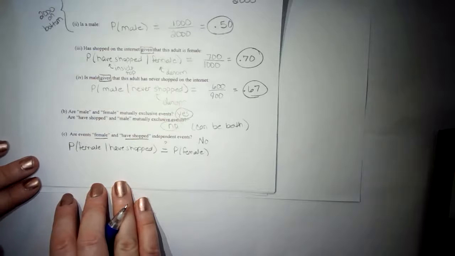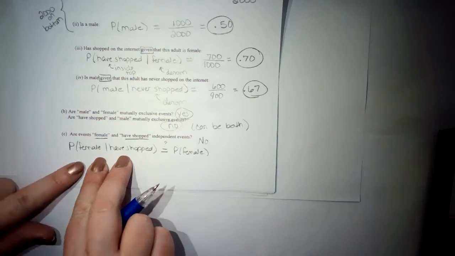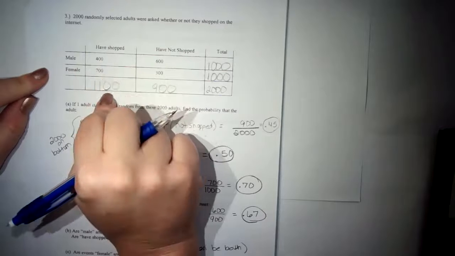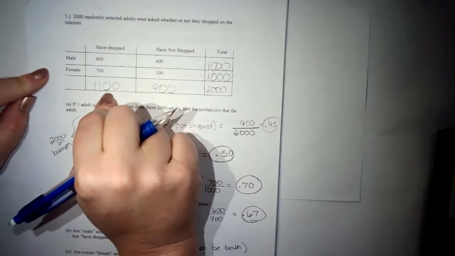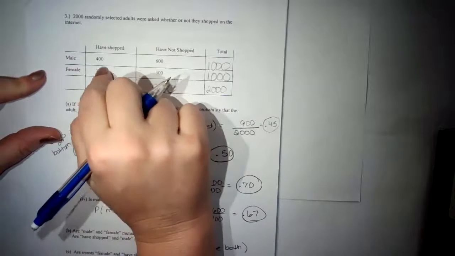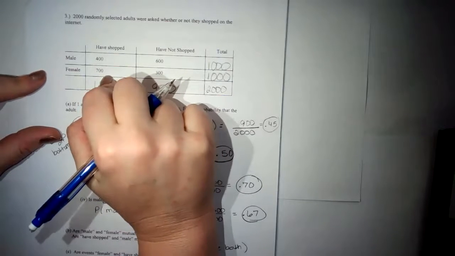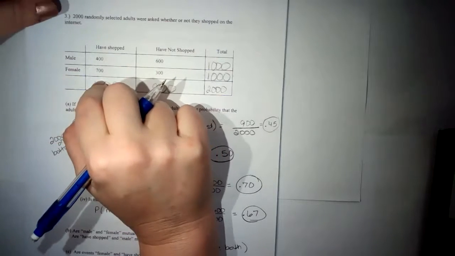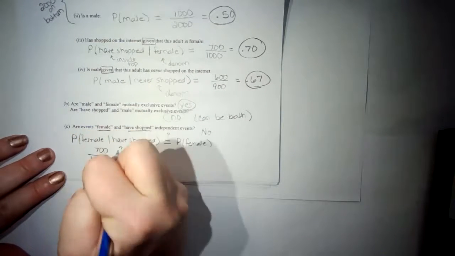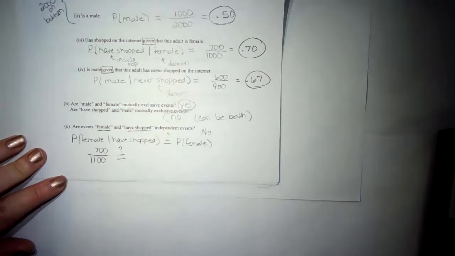Okay, so let's find the numbers here just to prove it. We have a given here. Now my denominator is going to be the total of have shopped. So I go back up here. The total of have shopped is 1,100. That's my denominator. Now my numerator is I go inside the numbers that made him up and I pick out the female number, which would be 700. I'm going to see, is that equal to the probability of just being a female?